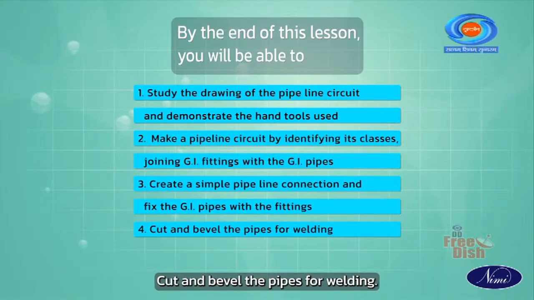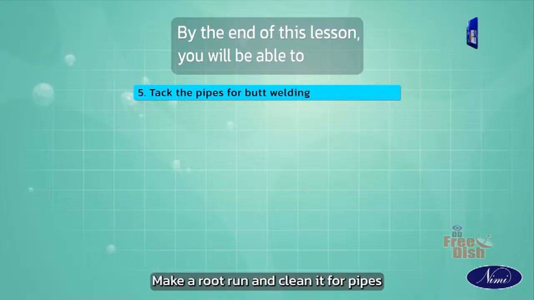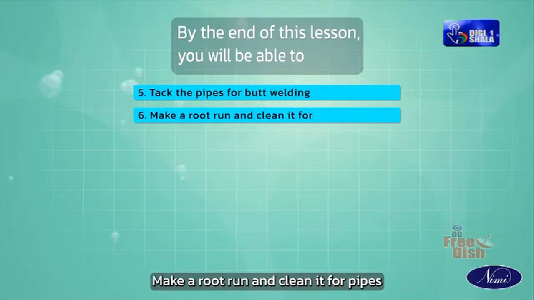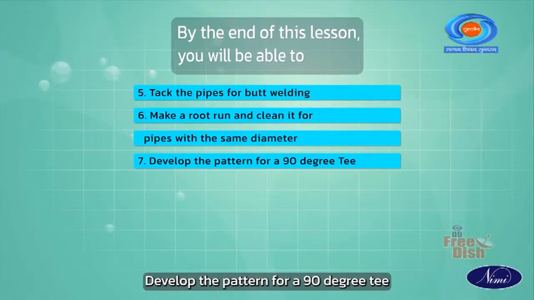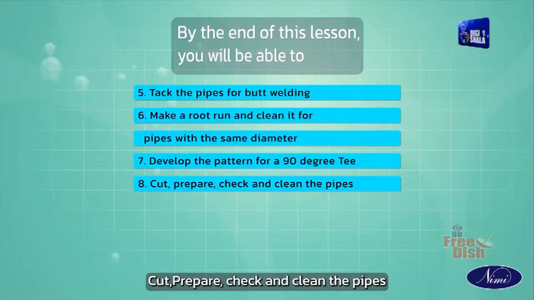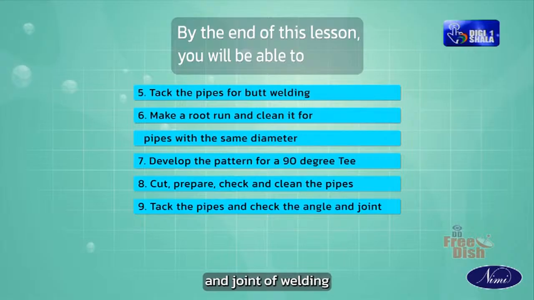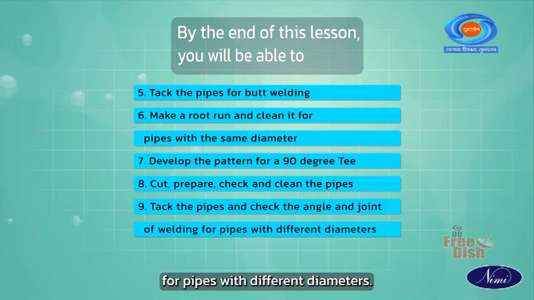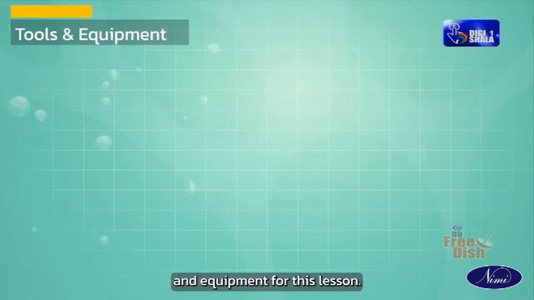Cut and bevel the pipes for welding. Tack the pipes for butt welding. Make a root run and clean it for pipes with the same diameter. Develop the pattern for a 90-degree T. Cut, prepare, check and clean the pipes, and tack the pipes and check the angle and joint of welding for pipes with different diameters. The following are the required tools and equipment for this lesson.